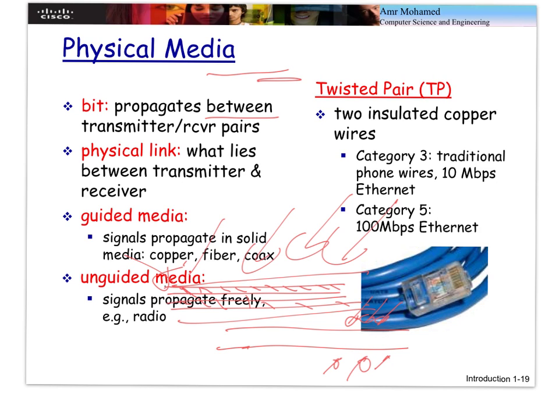So wired always means that the signal goes into the wire, which means that the signal is contained within that wire and it goes through that wire. Okay? But wireless can be guided or unguided, depending on what technologies we're talking about. Mostly, wireless is unguided. Okay?